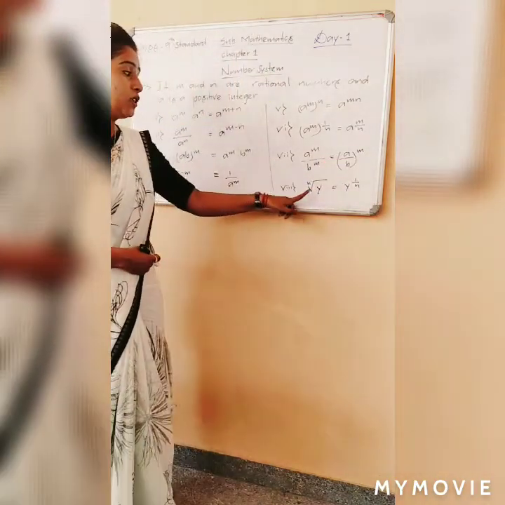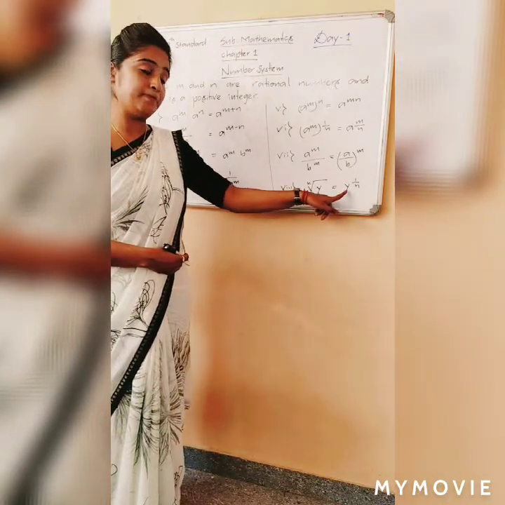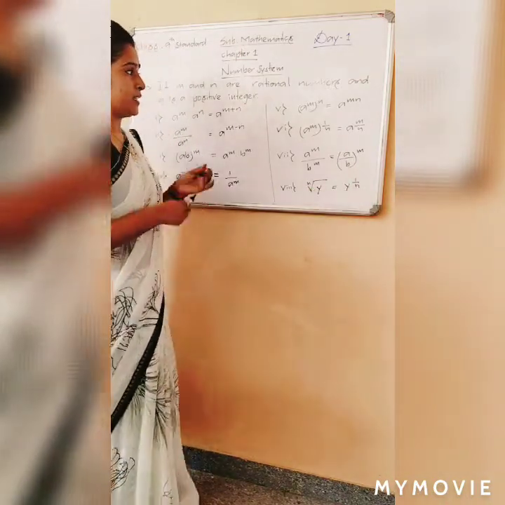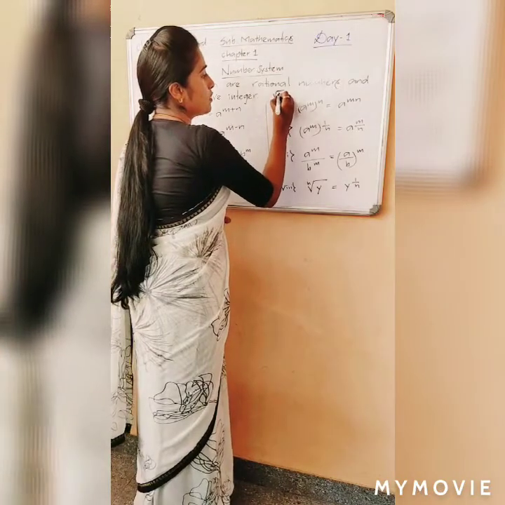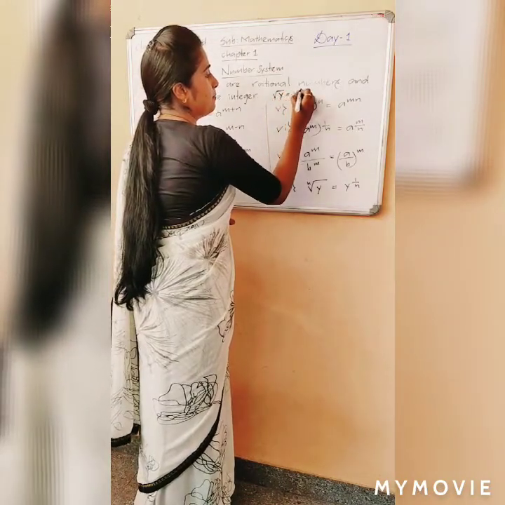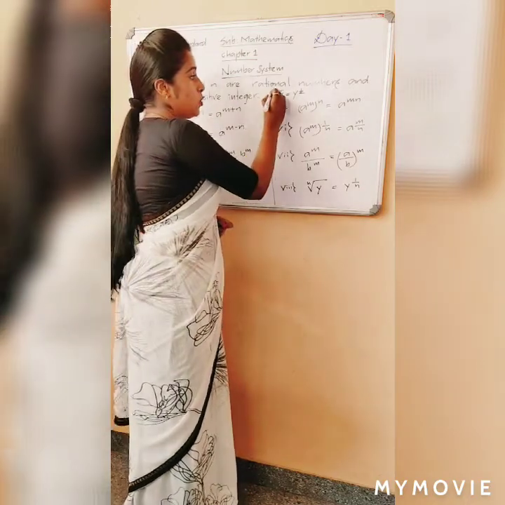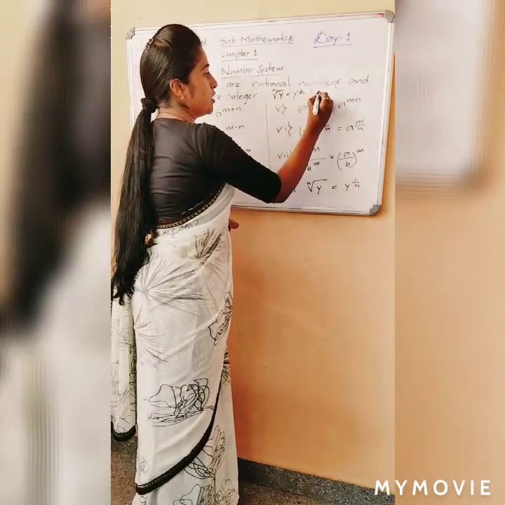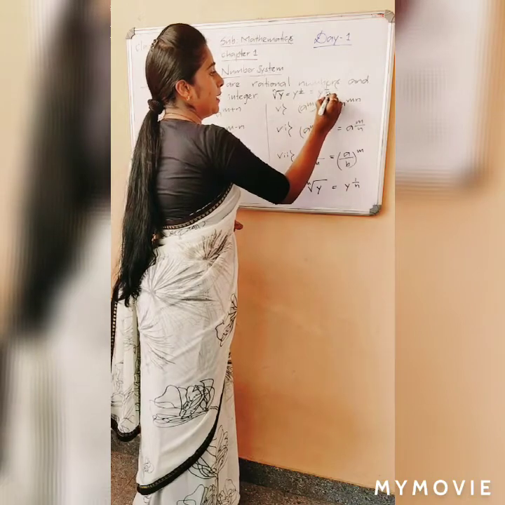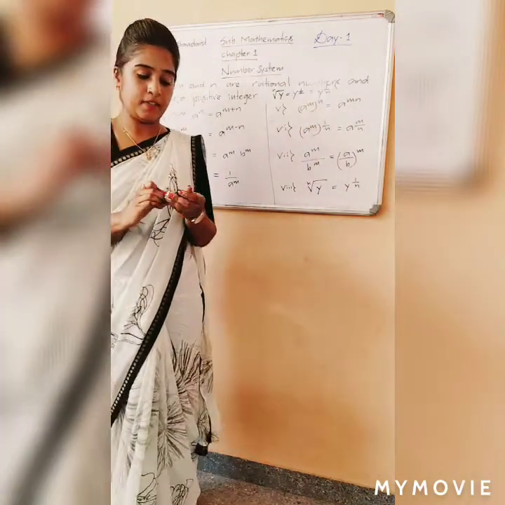In the same way, the nth root of y can be written as y power 1 by n. Suppose the square root of y can be written as y power 1 by 2. In the same way, the nth root of y can be written as what? y power 1 by n.